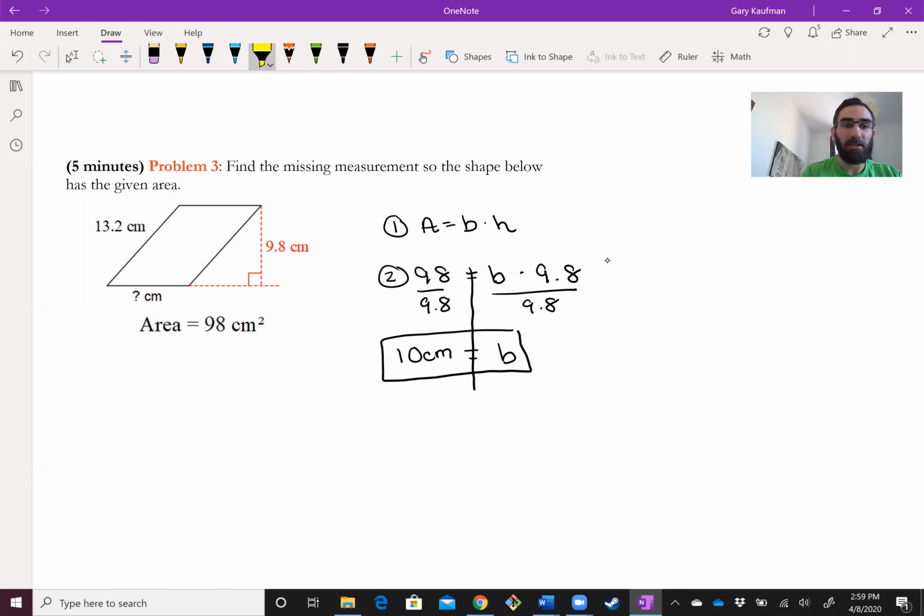Area is base, here's my base, times height. This represents my height, and I know that because of that right angle right there. If I wanted to find the perimeter, well, then I have to use this measurement and this measurement. But otherwise, for area, I'm using the height always. So in a rectangle, it is the side. In this case, it wasn't.